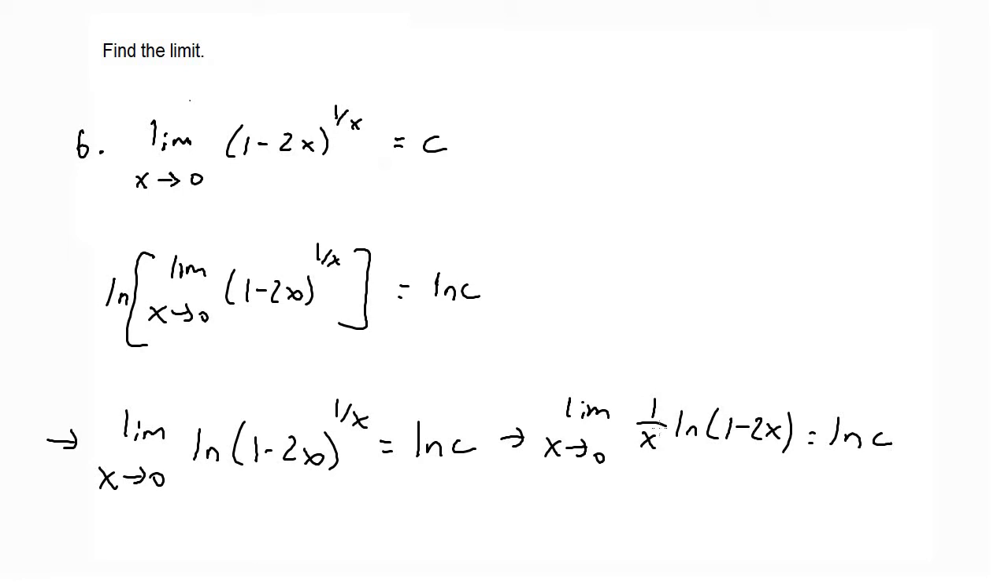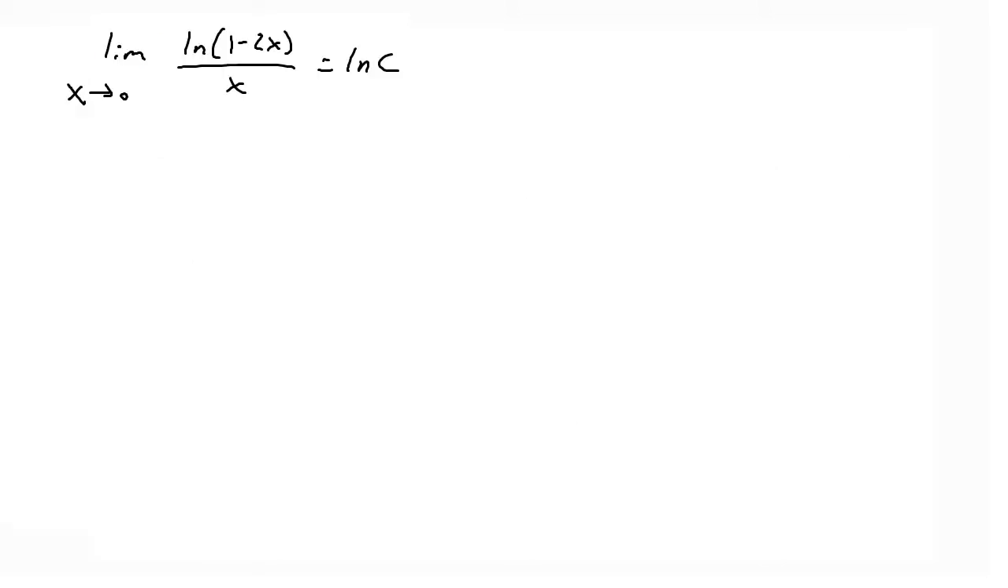One more step here, I'm going to rewrite this as one whole fraction, putting the x in the denominator. So I'll rewrite it as the limit as x approaches 0 of the natural log of 1 minus 2x over x, and that's going to equal the natural log of c. Now for this next step, I'm just going to focus on the left side of the equation. We do need the ln of c later, but we don't need to focus on that right now. So rewriting the limit as x approaches 0 of the natural log of 1 minus 2x over x.